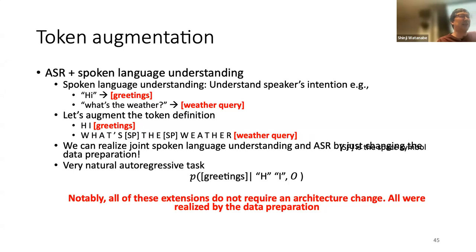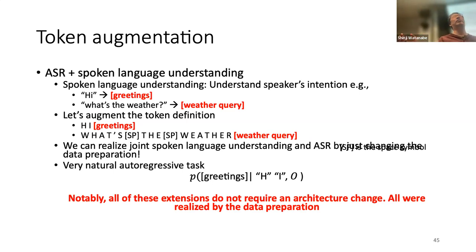Spoken language understanding and speech recognition joint modeling is also easily realized based on the token augmentation. And I just want to note that in the second half of my lecture, I basically didn't change the architecture, just prepared the augmented data and some additional tokens. And then we can change the speech recognition function to other speech processing applications.